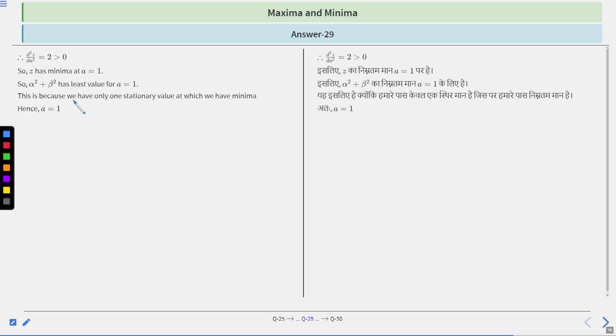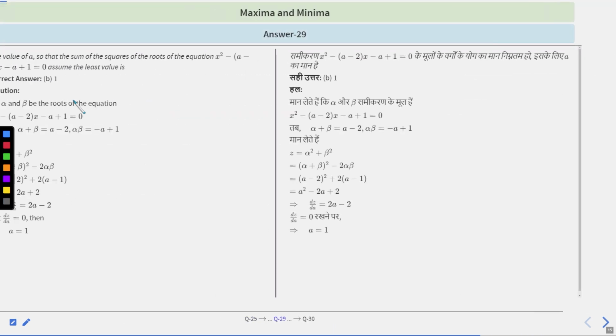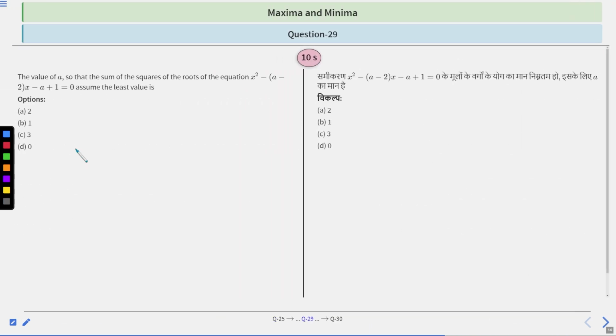This is because we have only one stationary point, which is a minima, and hence a is equal to 1, right? So option B is the right choice. a equal to 1 gives the least value, right? Okay.